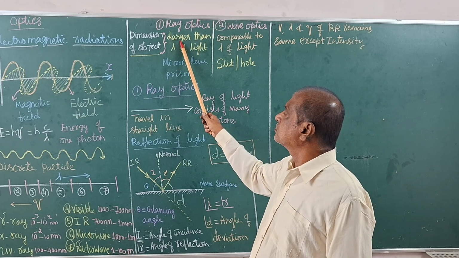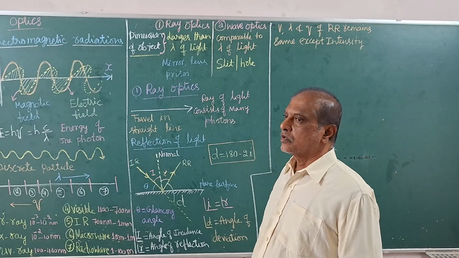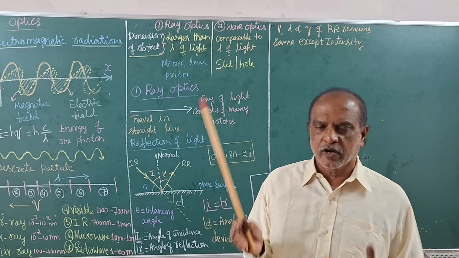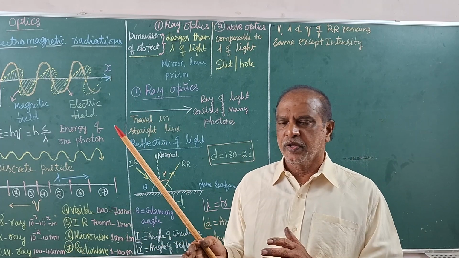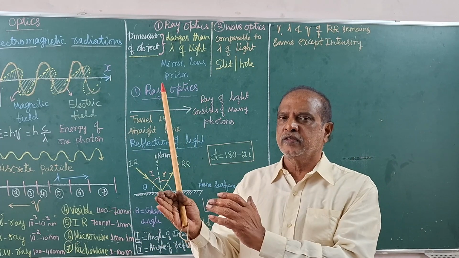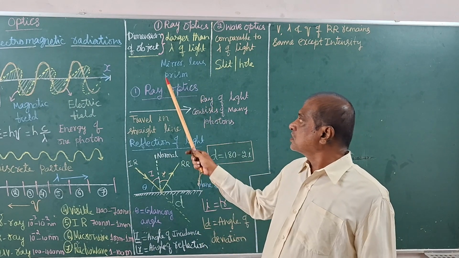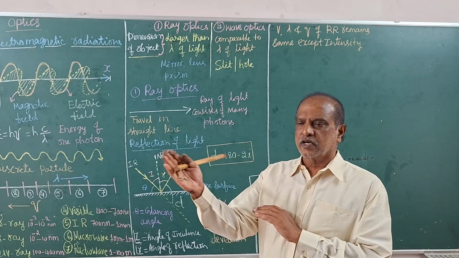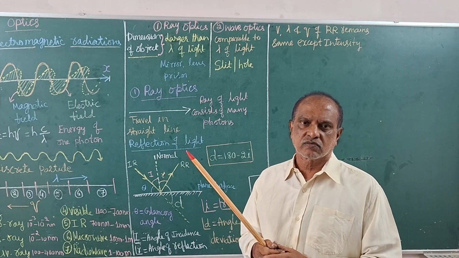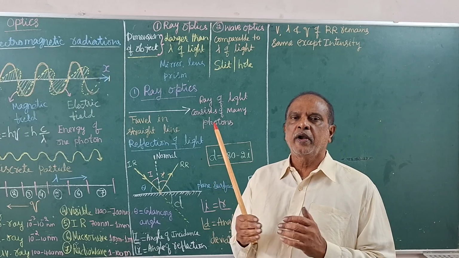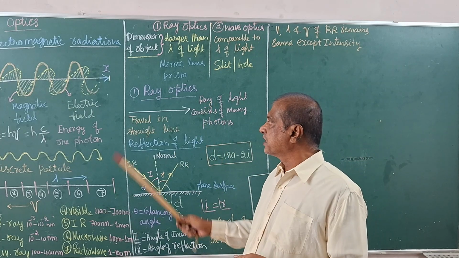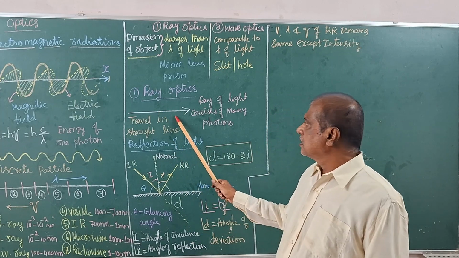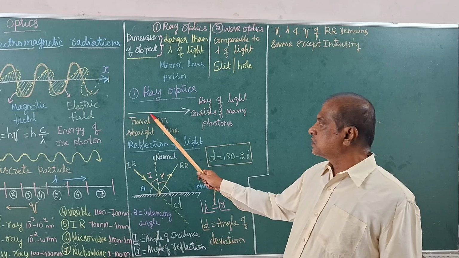Wavelength of the light. And the study involves image formation and the relationship between the image and the object. Image produced by the mirror or lens and the object, the relationship, the size and the nature of image using the knowledge of geometry using the ray of light. The ray of light always consists of billions of photons, that is a beam of light.